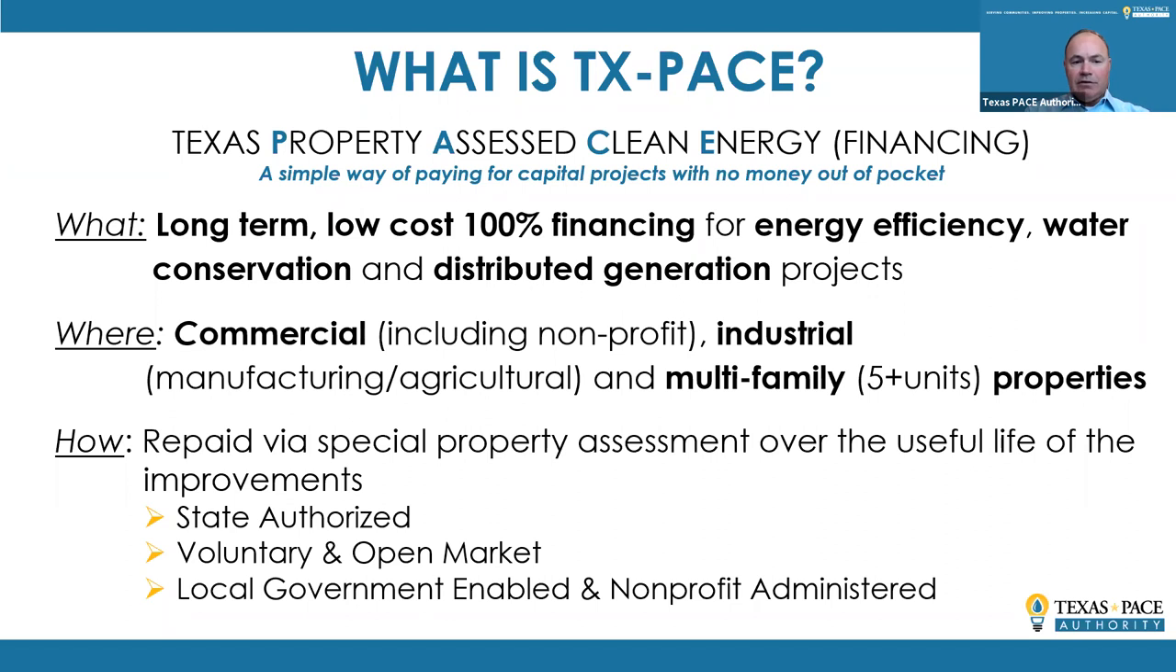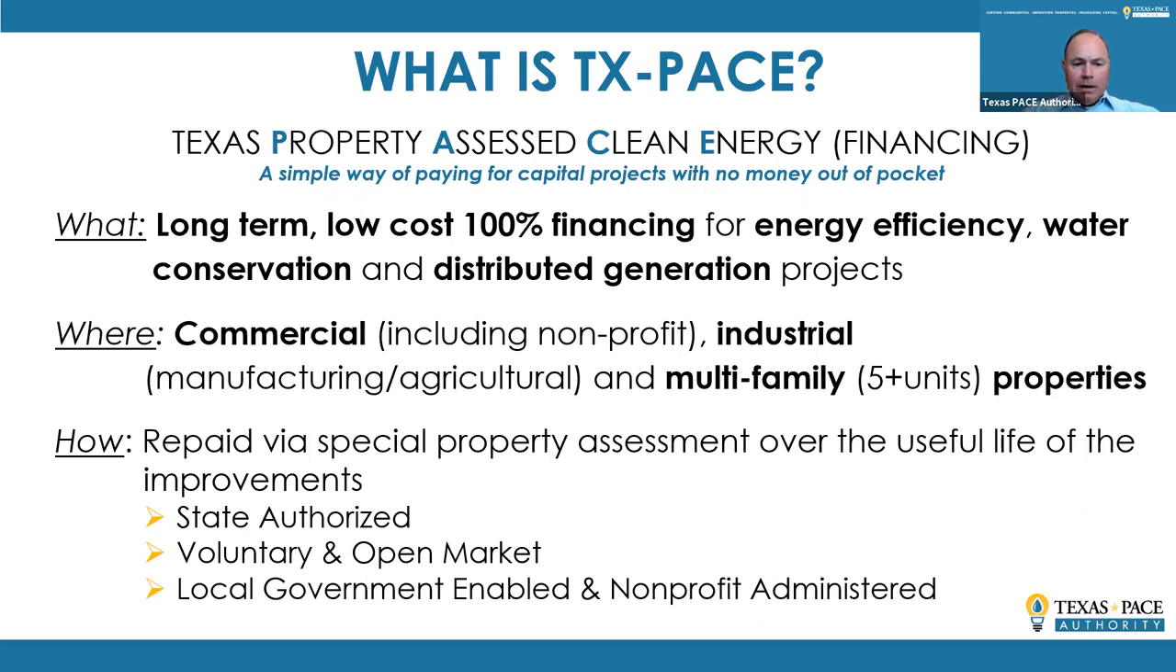And eligibility in Texas for PACE is commercial properties. These can include nonprofits, houses of worship. We've had some PACE projects in those. Industrial and manufacturing, and multifamily, assuming it's 5 units or more. So anything 4 units or less is considered single family residential and not eligible, but certainly everything other than that would be eligible. And the key to this all is it is repaid via a special property assessment that is on the property for the useful life of the improvements. So that provides the security for the lender to offer longer term financing that otherwise would not be available.